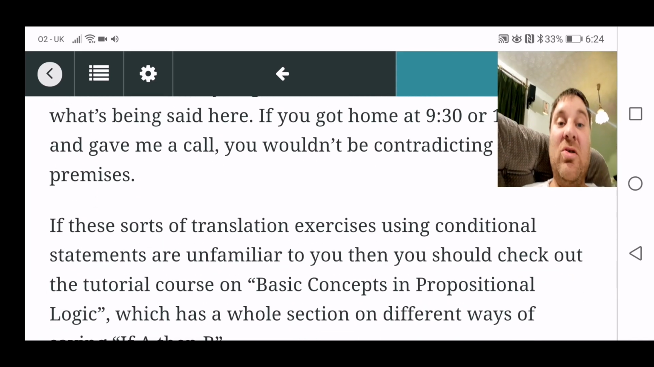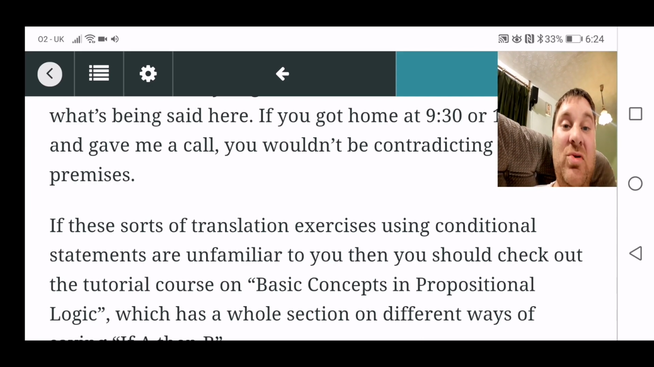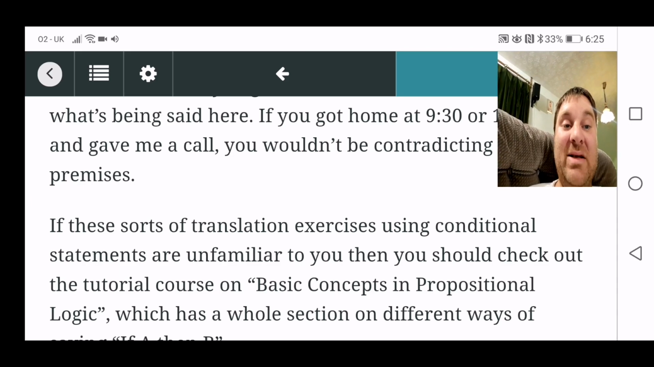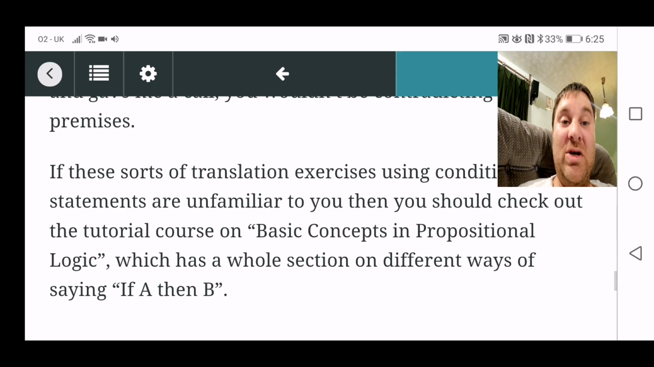If these sorts of translation exercises using conditional statements are unfamiliar to you, then you should check out the tutorial course on basic concepts in propositional logic, which has a whole section on different ways of saying if A then B.